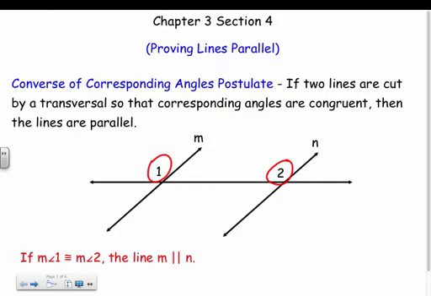So we can use that in a proof now. If I can show that corresponding angles are congruent, I can show that lines are parallel. So it's just the opposite, or the converse, of what we learned before. Because before we had parallel lines and then we stated the angles were congruent because the lines were parallel.